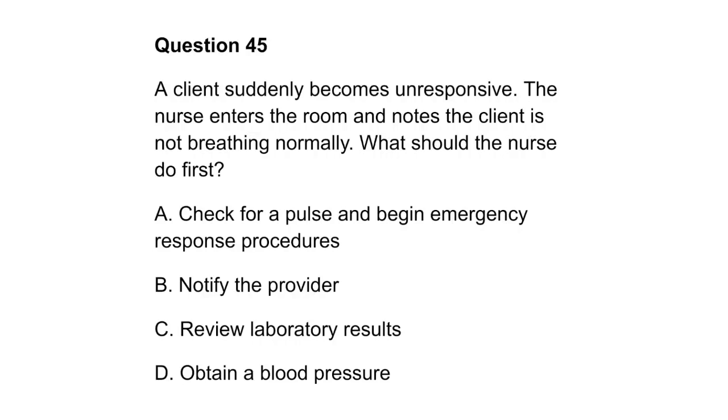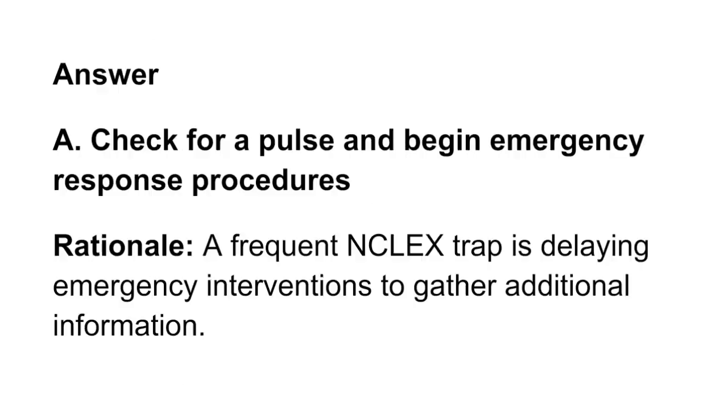Question 45. A client suddenly becomes unresponsive. The nurse enters the room and notes the client is not breathing normally. What should the nurse do first? A. Check for a pulse and begin emergency response procedures. B. Notify the provider. C. Review laboratory results. D. Obtain a blood pressure. Answer: A. Rationale: a frequent NCLEX trap is delaying emergency interventions to gather additional information.